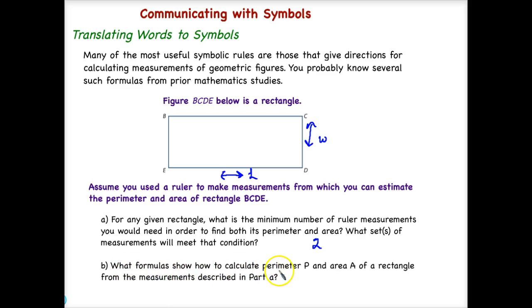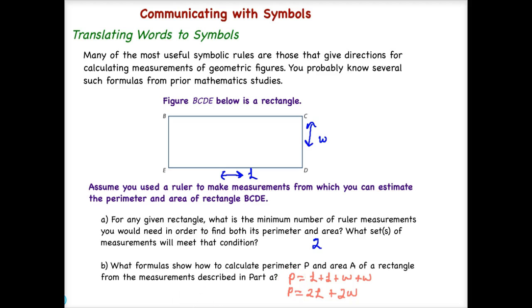What about B? What formulas show how to calculate perimeter P and area A of a rectangle from the measurements described in Part A? Well, if we think about it, we can do it a couple of different ways. We could say that the perimeter is equal to the length plus the length plus the width plus the width. Notice I'm using symbols to represent my length and my width. This is a very long formula, so I could write it another way. I could also say that P is equal to 2 times length, plus 2 times width, or W. This is very simple and I can use it for any rectangle.